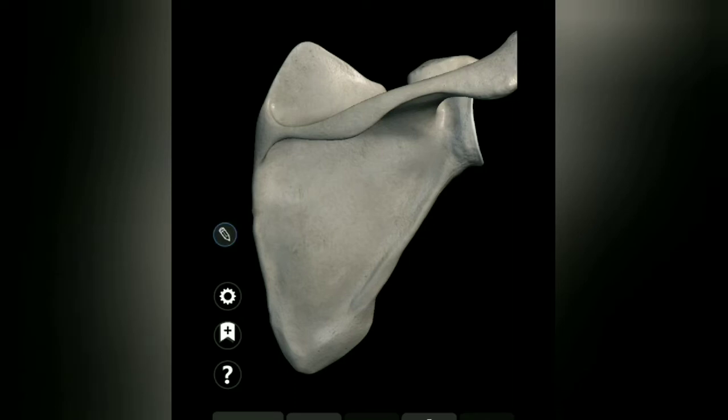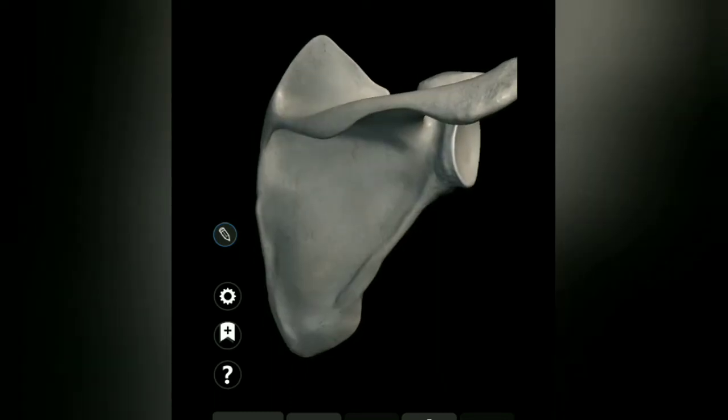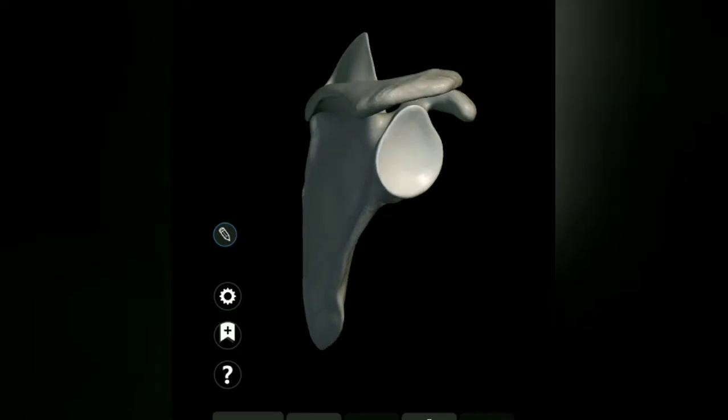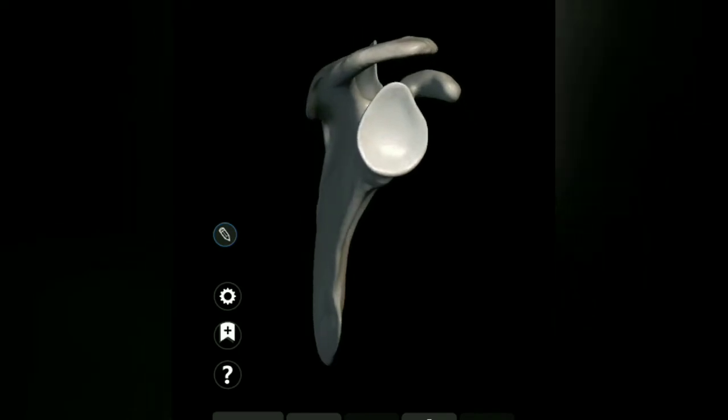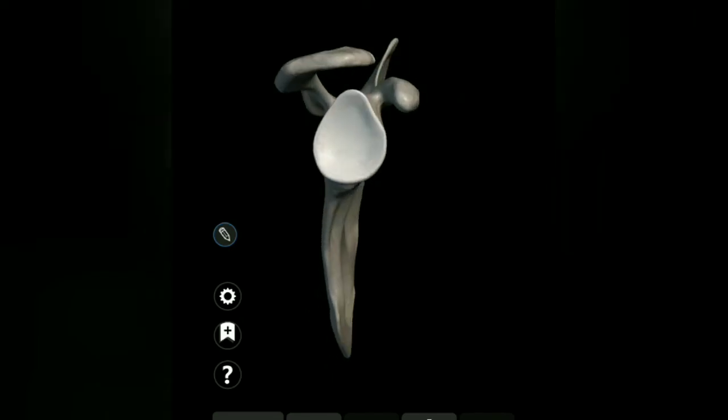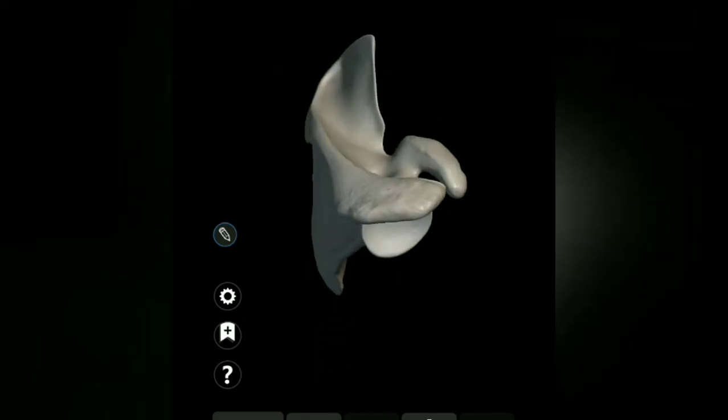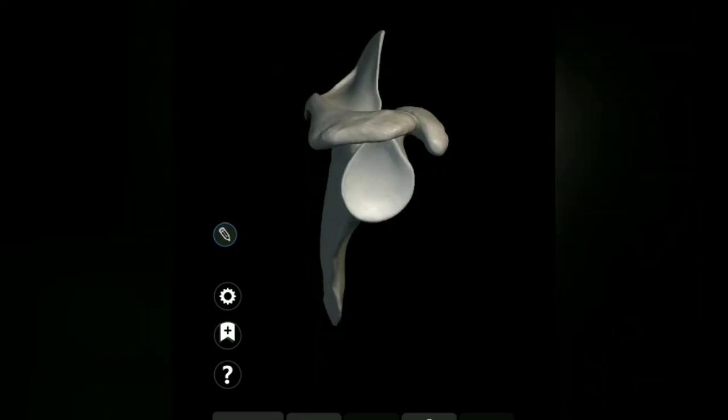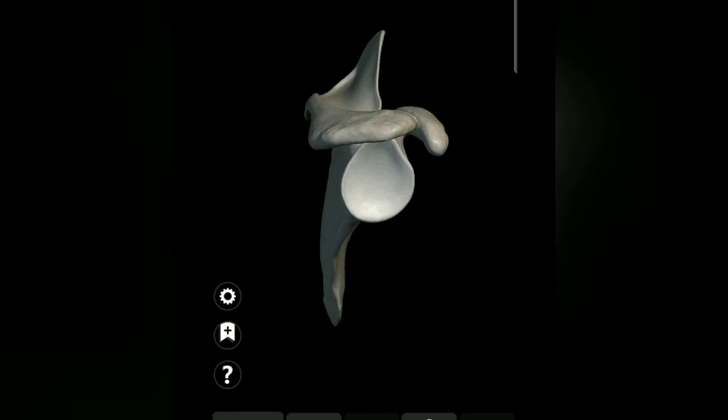Now coming to the second process, the acromion process. The acromion process has two borders, one medial and one lateral, two surfaces, superior and inferior, and a facet for the clavicle, for the acromioclavicular joint. See, this one is the acromion process.